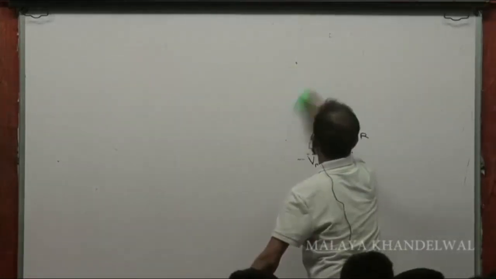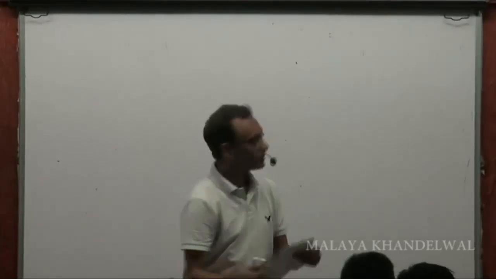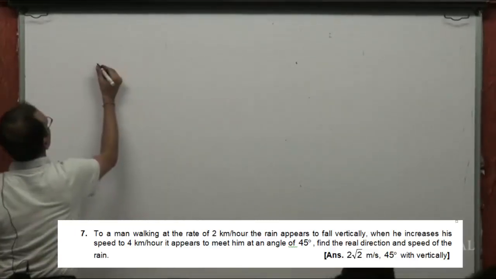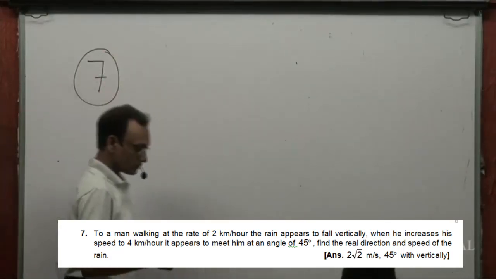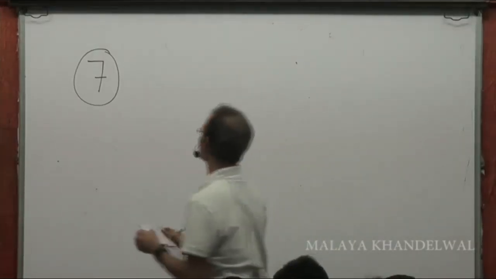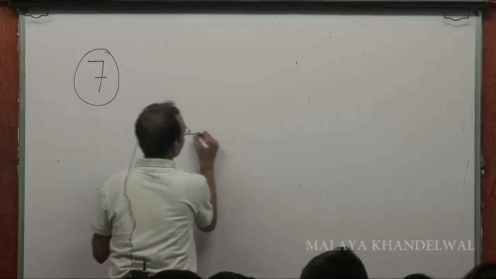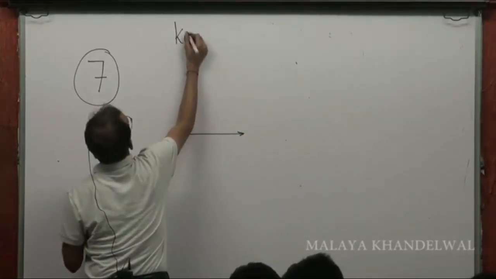Now, let me illustrate a few problems to you. You know, there is a sheet titled Kinematics Sheet 1. Look at problem 7. Look at problem 7. A man walking at the rate of 2 kilometers per hour. This is kinematics sheet 1.